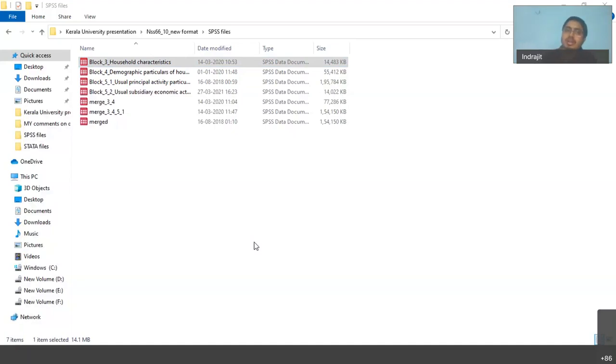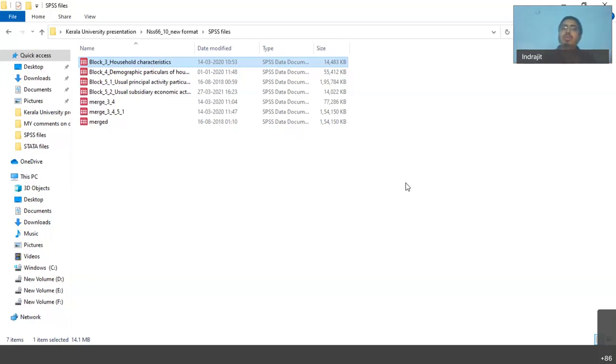Now concentrate on one thing, and you have to remember this throughout your life to use any large data sets. Block 3 is about household characteristics. For example, a household belongs to the Hindu community, and within that, to the scheduled caste community. Every member of this household has the same characteristics. But in demographic particulars, if 5 members are in one household, their ages are different, their education levels are different, their marital status might be different, and their gender might be different, few male, few female.